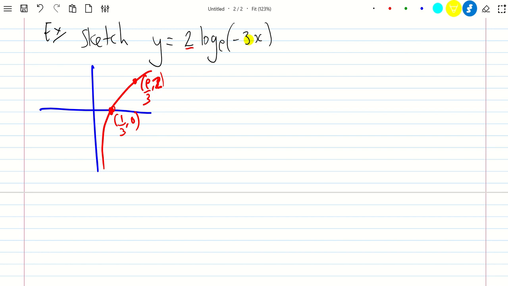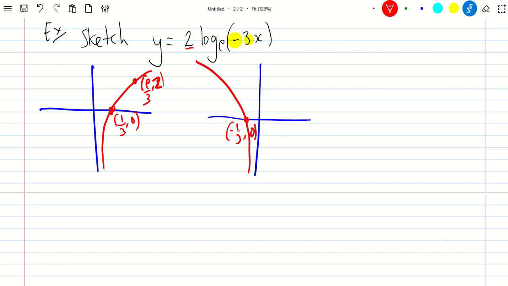And lastly, we've got this negative in front of the x that flips it, that reflects it in the y-axis, and so it's going to flip all across. So that's going to become over this way. So it's going to instead look like this, like that. And so my x values are going to become negative. So it's going to become negative 1/3, 0.